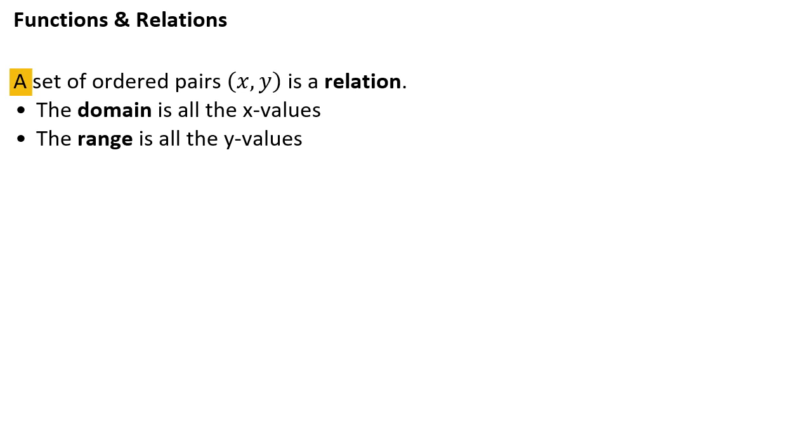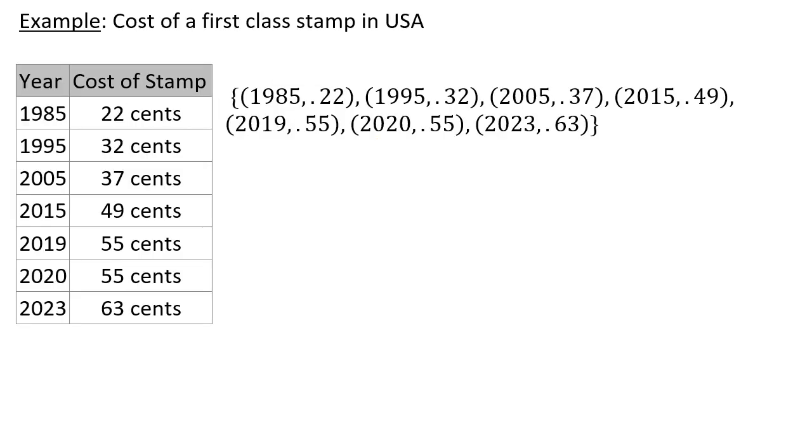Functions and relations. A set of ordered pairs, x, y, is a relation. The domain is all of the x values and the range is all of the y values. Let's consider the cost of a first-class stamp in the United States.